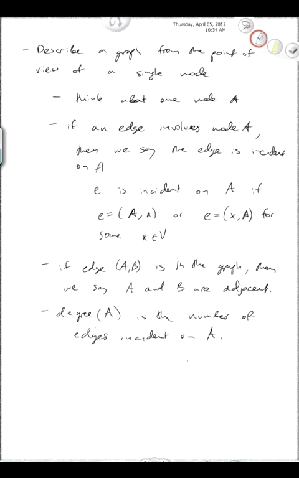So let's just practice our mathematical notation here one more time. The way that you can write that is first let's write down all the edges that are incident on A. So I'm looking for edges such that E is equal to XA or E is equal to AX for some X in V. So that's the set of all edges that are incident on A. And the degree of A is just going to be the size of that set.